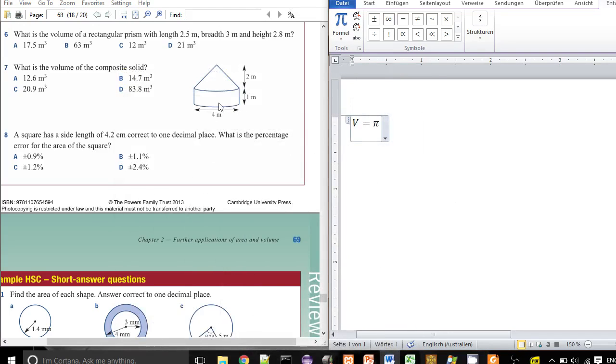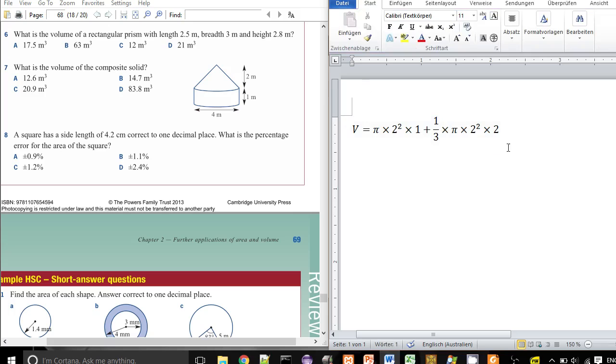So the radius of the cylinder is 2. So pi times 2 squared times the height is just 1 plus, that's the cylinder. So the cone, we have to do a third times pi. So the radius squared is still 2, so 2 squared. And the height of that one is 2. Okay? Now, I can try to take some shortcuts. You can just put that in the calculator.